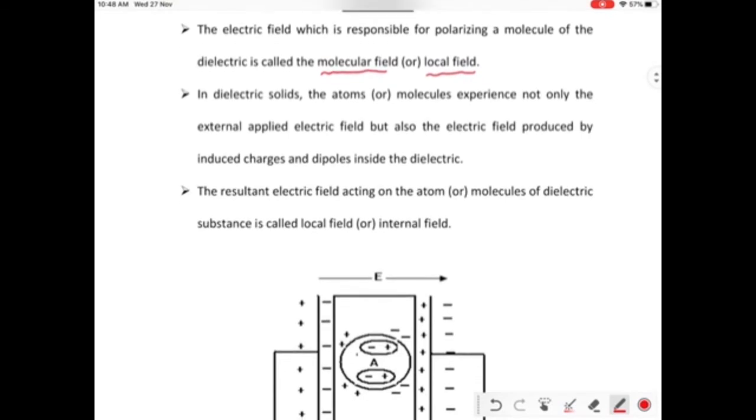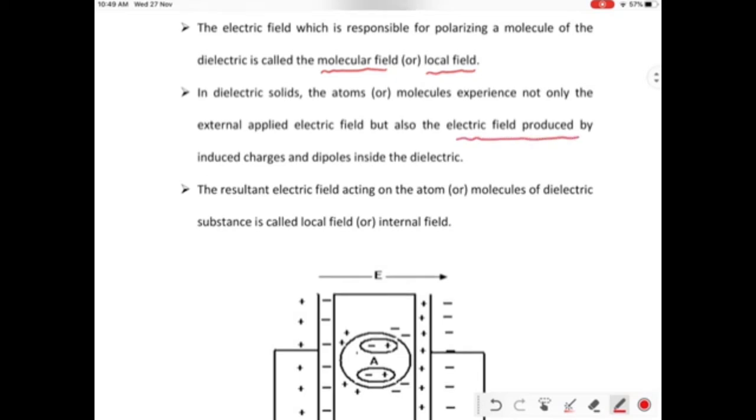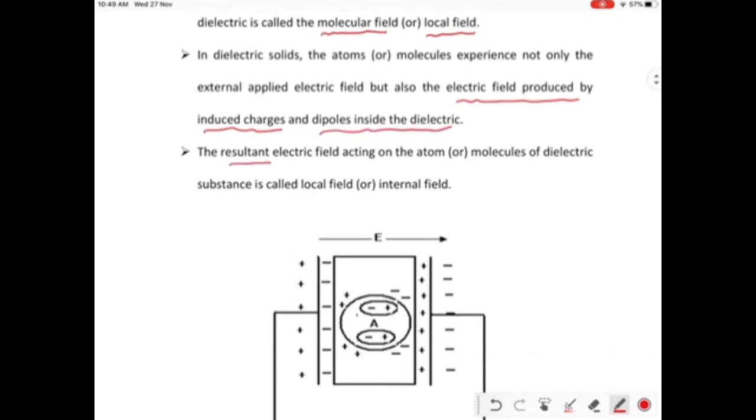So, if you take a dielectric material, it is made up of atoms and molecules. These atoms and molecules not only experience the external electric field, they experience some more electric fields. Those electric fields are produced by induced charges, and also the dipoles inside the dielectric. The resultant, meaning the total electric field which is responsible to polarize a molecule, the sum of all electric fields useful for polarizing a molecule of a dielectric, is called the local field, or the internal field.